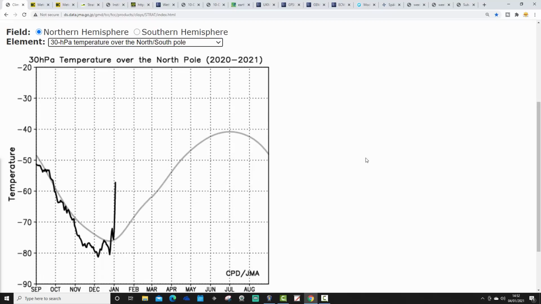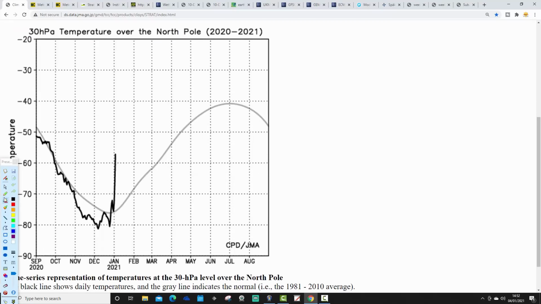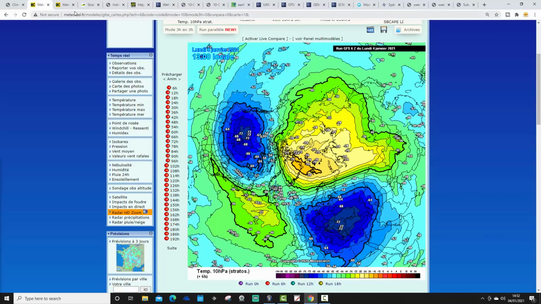Going a little bit lower down to 30 HPA. This warming is beginning to propagate down as well, as the temperature is starting to lift up from where it was at the beginning of January, on the 1st of January, I suppose, at around minus 75, lifting up now to around minus 55. So the warming is beginning to propagate from the stratospheric level at 10 HPA a little bit lower down, still in the stratosphere but closer to the troposphere, at 30 HPA. Very significant developments.